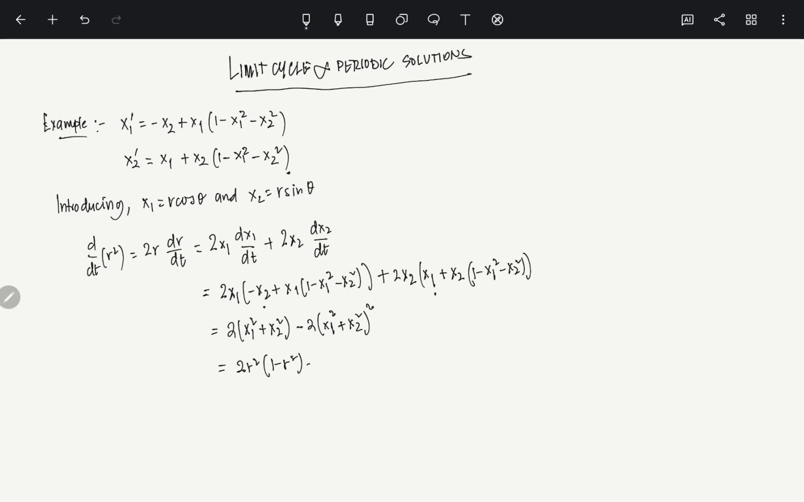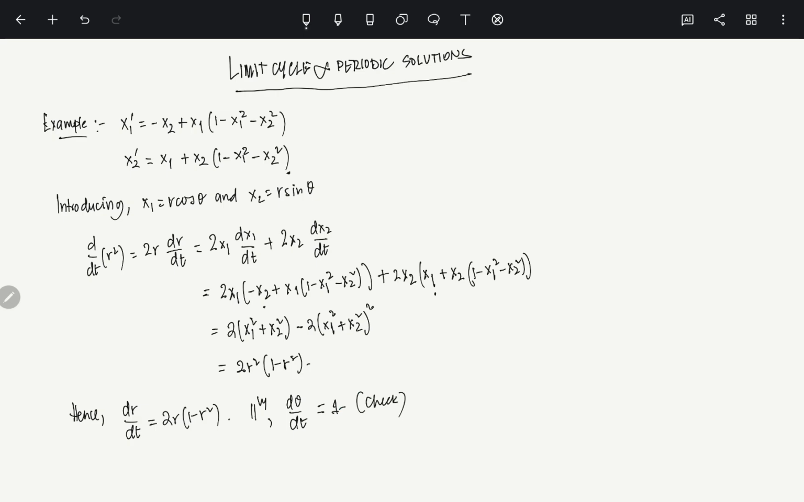Hence dr/dt is nothing but r times (1 minus r square). If we put everything together, that's what we get. Similarly, please check this part, we also have d theta/dt equals 1.